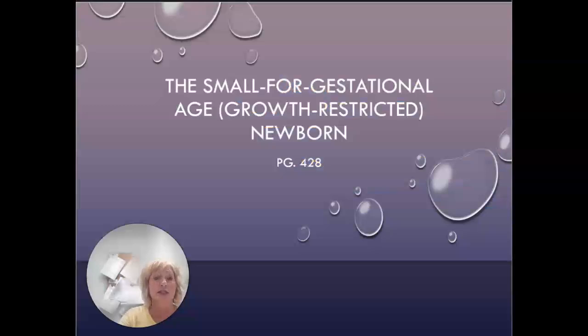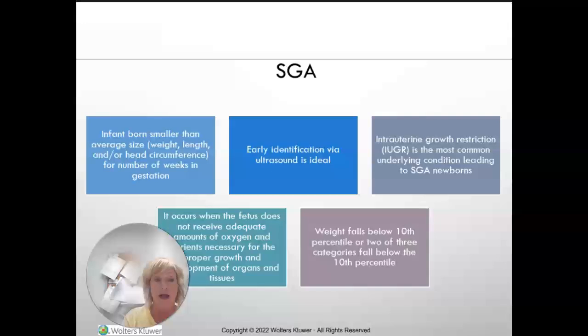So let's talk about small for gestational age. This might be growth restriction. Maybe the baby hasn't been able to grow like it needs to be growing. This is an infant that's born smaller than the average size, in weight, length, and head circumference for whatever weeks they've been identified to be. Usually we can identify that early based on ultrasound. Sometimes we get what we call intrauterine growth restriction, which we talked about early in this course, but for whatever reason the baby's not able to grow like it should.